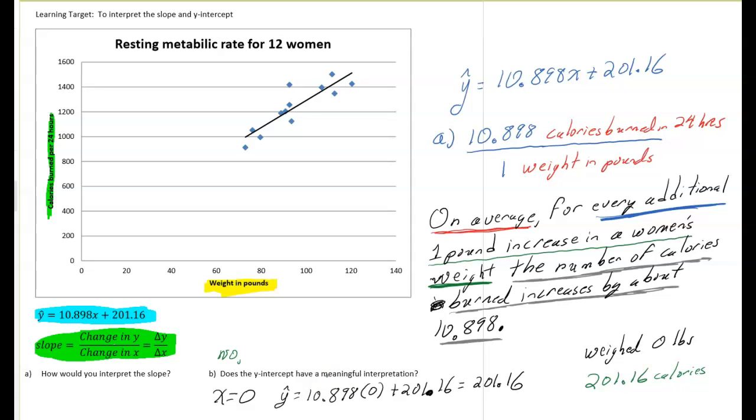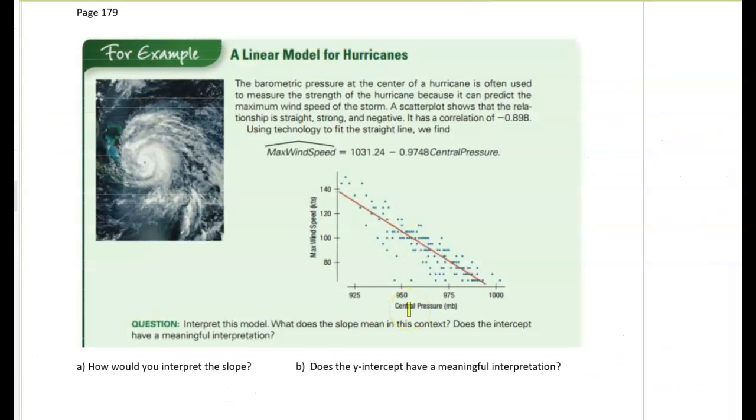Let's take a look at the next problem. Let's take a look at the problem that's on the screen. It is from your textbook, page 179. So notice here we have a negative relationship. The explanatory variable is the central pressure, and that is in millibars, and the response variable is the wind speed, and that is in knots. Knots is similar to miles per hour. It's an abbreviation for nautical miles per hour.